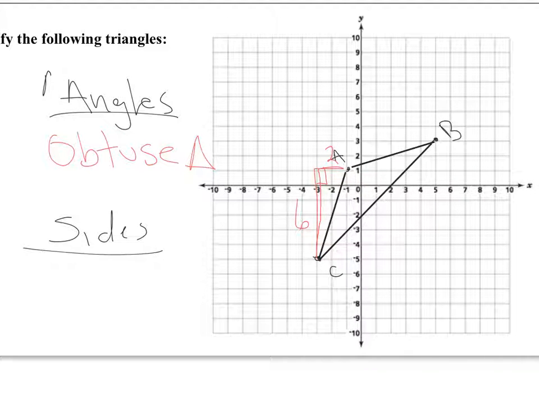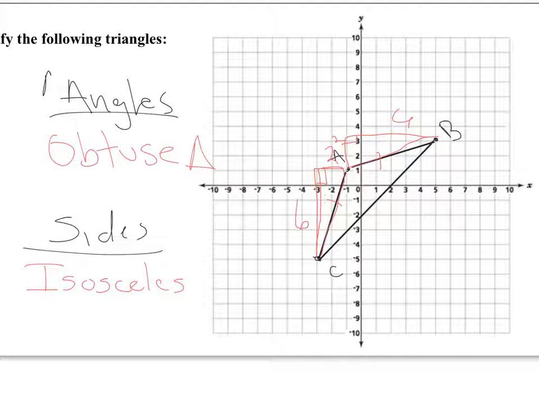I can do the same thing from A to B. I go up and over. I made a right triangle, and it's up 2 over 6. If you notice, I pretty much made, I mean, if I drew this accurately, the same right triangle here as I did there. If that's true, these two segments would be the hypotenuse, and using Pythagorean theorem, you would get the exact same length. So they're going to be congruent. That makes this isosceles.